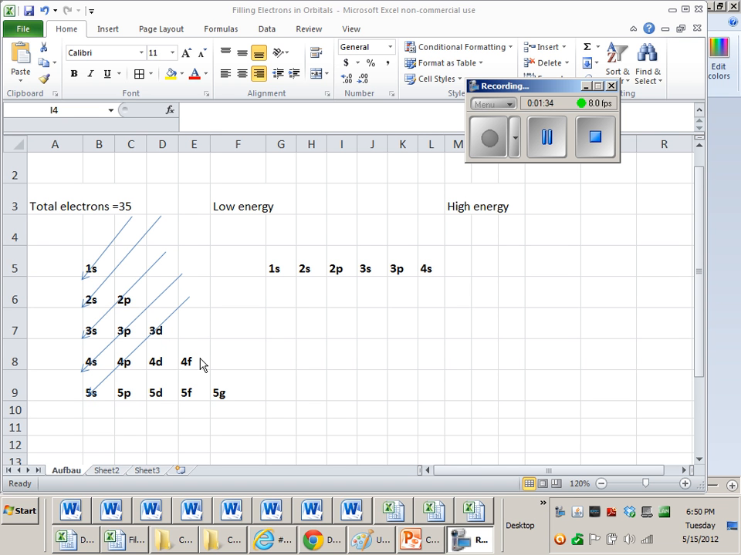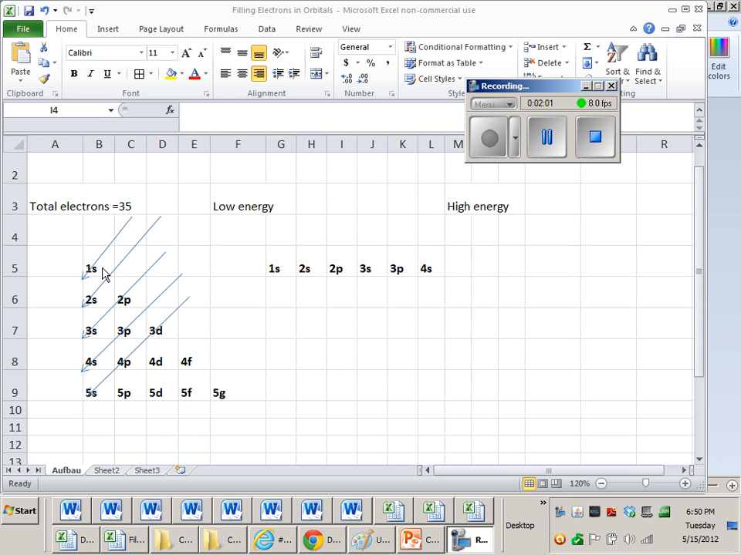Each f set has 7 suborbitals for a maximum of how many? 2 times 7, 14. Each orbital can have 2 electrons each. So that means that if you have a set of 7, they could have 14 max. It could be unfilled, but there's at least space for there being 14. Okay, so we have 35 electrons to fill.